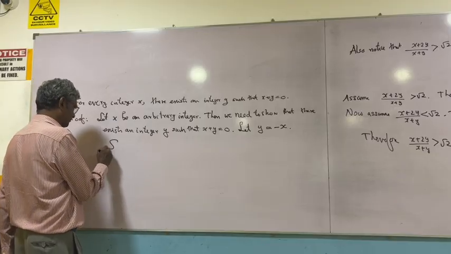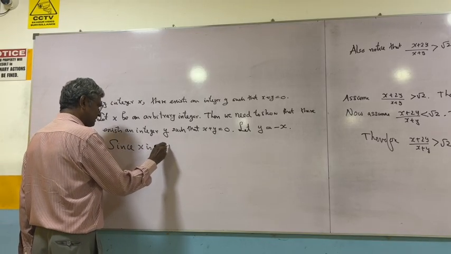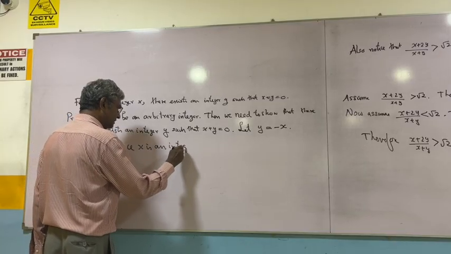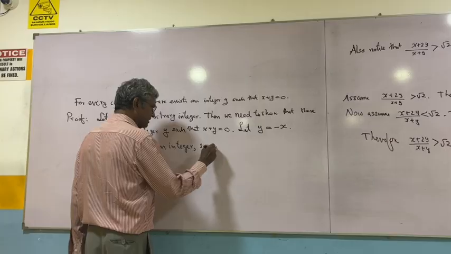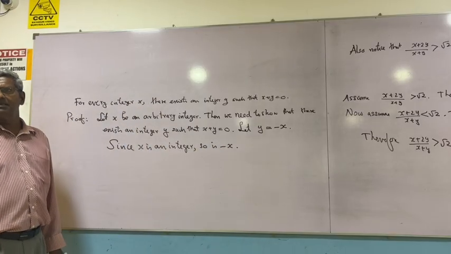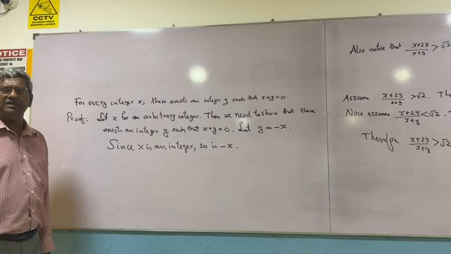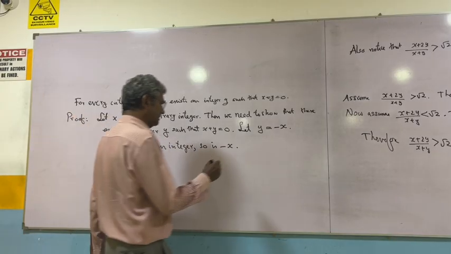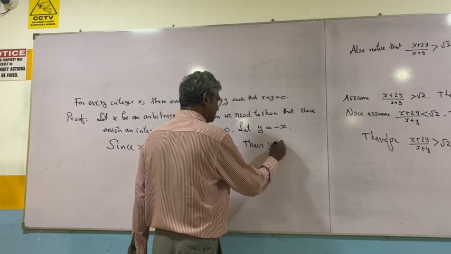Since x is an integer, so is negative x. Since x is an integer, so is negative x. Thus, y is an integer.